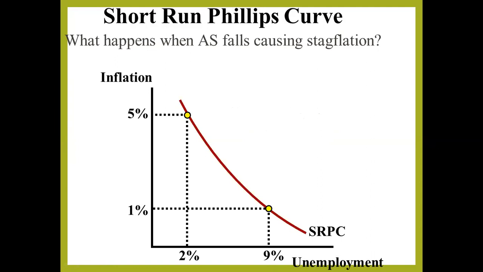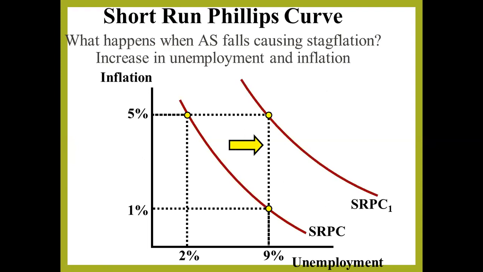So let's say aggregate supply falls, causing stagflation. And that happens, both of these go up. Well, if both of them go up, what do we have to do? We get a new curve. Why? Because we can't shift along the curve and increase both of them. So we get a brand new curve. So as you can see, inflation up, unemployment up.